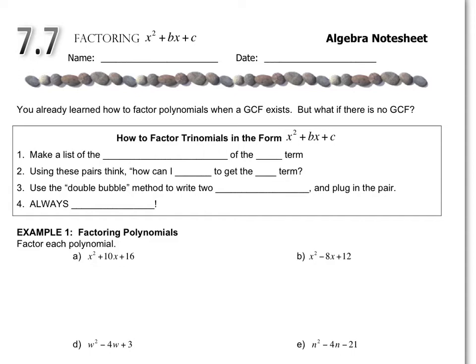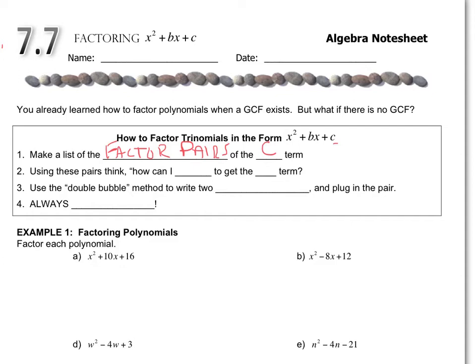So to factor trinomials in this form, here are the steps. First, we make a list of the factor pairs of the C term. Notice this last term at the end. Remember, factor pairs would be things like 3 and 2, a factor pair of 6. Negative 3 and negative 2 would also be a factor pair of 6. Pairs of factors that when multiplied together get me that C value at the end.